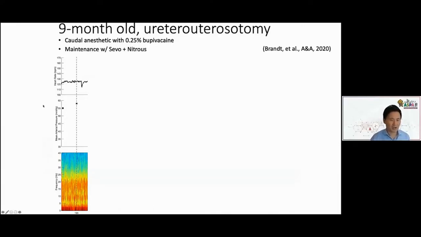I'm showing here heart rate on the top trace, blood pressure here in the middle, and then now we have our EEG spectrum here. And this is a 9-month-old, so their frontal alpha is not fully developed, but you can still see it there. And you do see the effect of the nitrous here in this beta oscillation sort of adding on top.